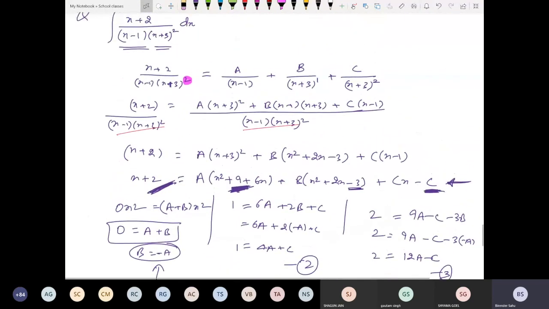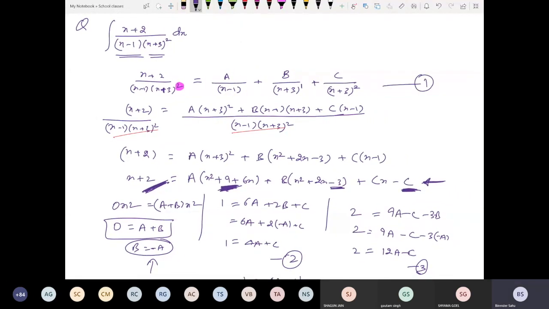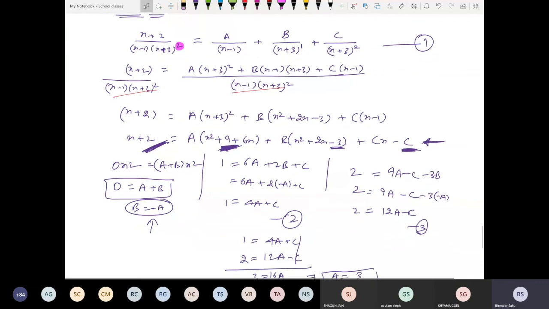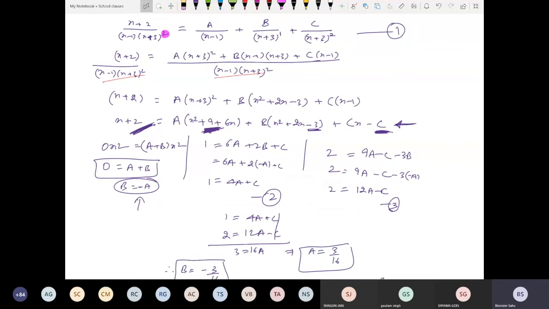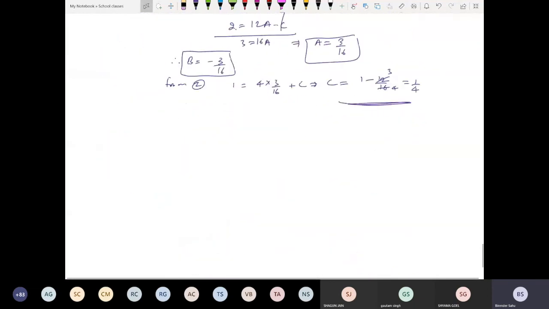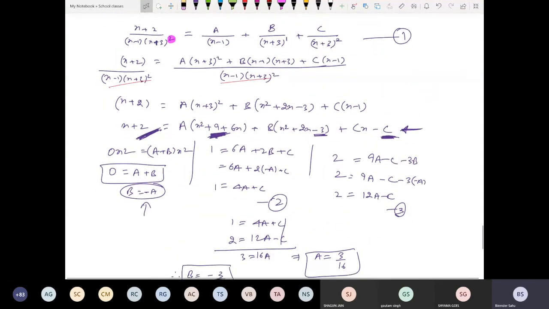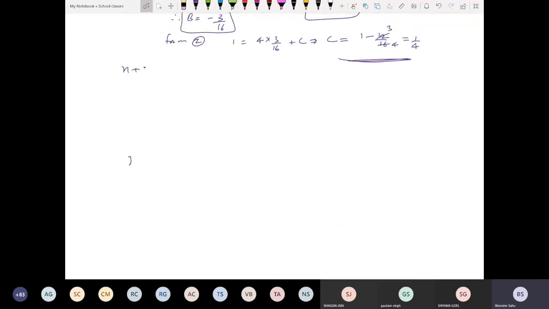Yes, students. Now we have to just put it here. This is generally 1. We can put the values of a, b, c. Okay, so we have to simply substitute here. So the whole equation will become x plus 2 over x minus 1, x plus 3 whole square. This is x minus 1, x plus 3, x plus 3 whole square.